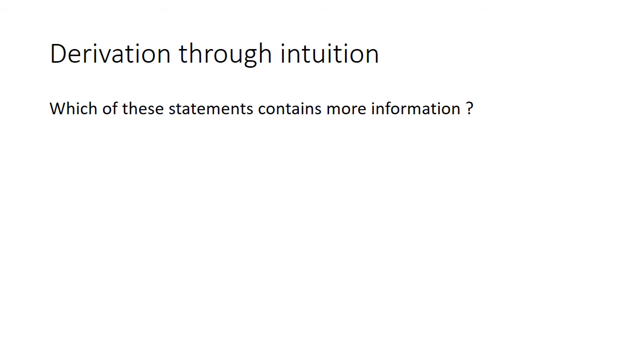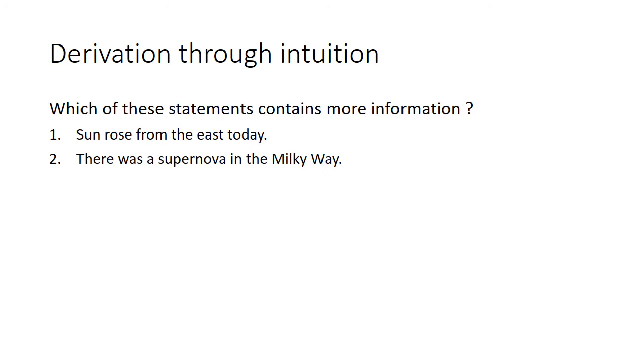So in order to derive the expression for information through intuition, let's walk through certain exercises. Let's look at the following 2 statements and try to figure out which of these 2 statements contains more information. The sun rose from the east today, or there was a supernova in the Milky Way galaxy. Which of these events contains more information? Pause for a while and try to think about it.